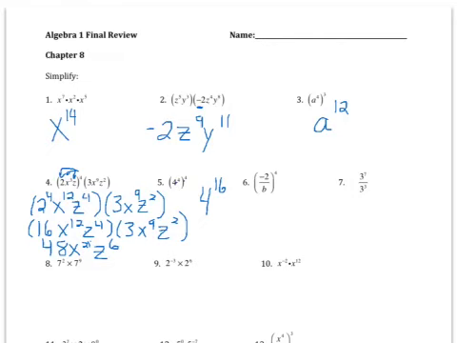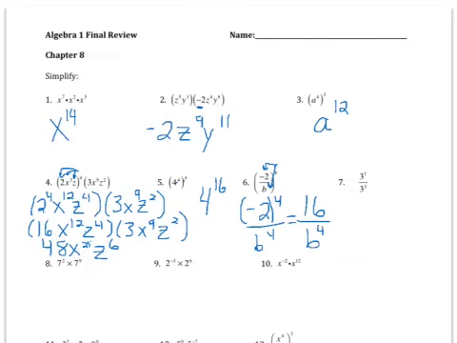For number 6, we have negative 2 over b raised to the 4th. So for this, we want to remember to distribute the 4 to both the numerator and the denominator. So that will give us negative 2 to the 4th all over b to the 4th. And we want to put negative 2 in parentheses because we're multiplying negative 2 by itself 4 times. So negative 2 times negative 2 is a positive 4. Positive 4 times negative 2 is a negative 8. Negative 8 times negative 2 is a positive 16 over b to the 4th.